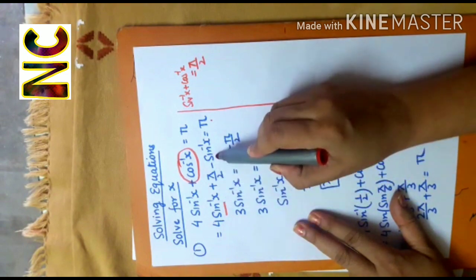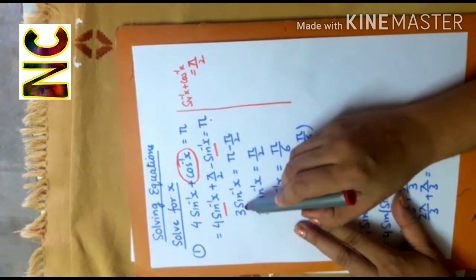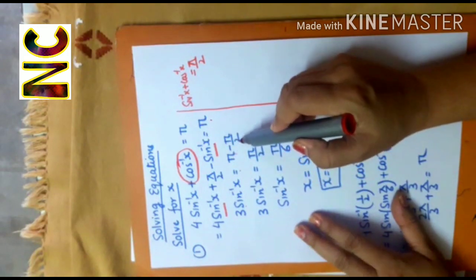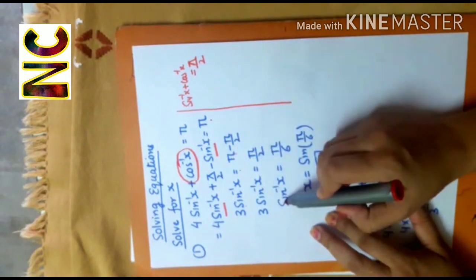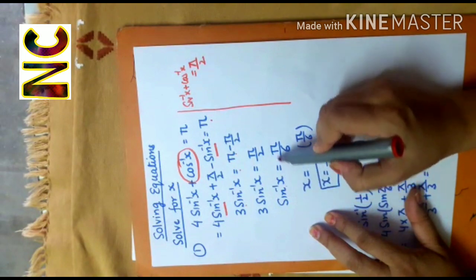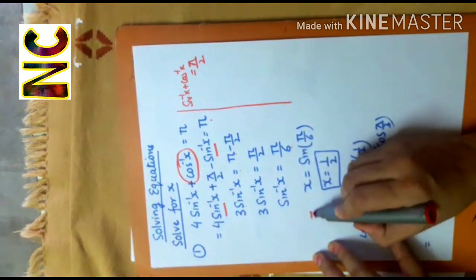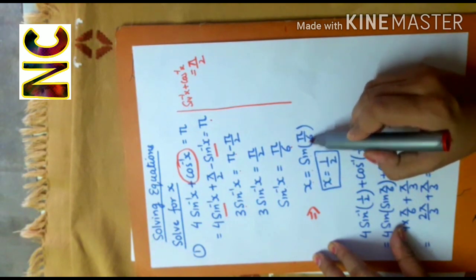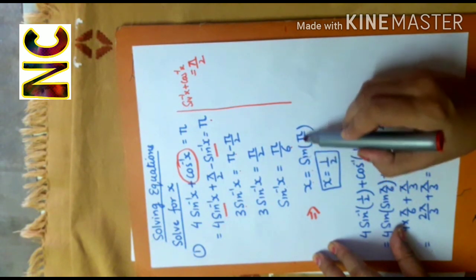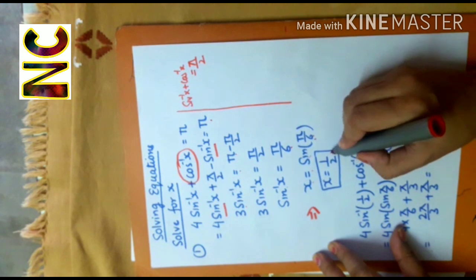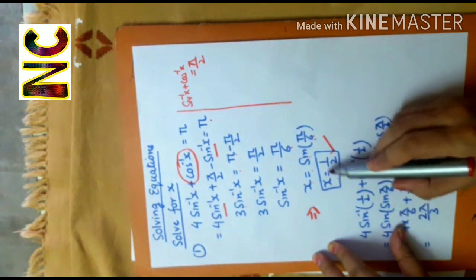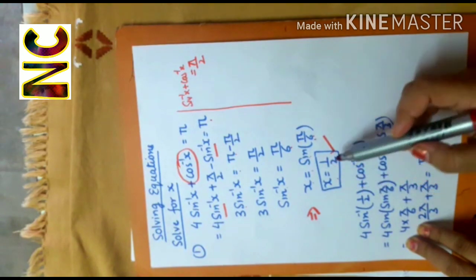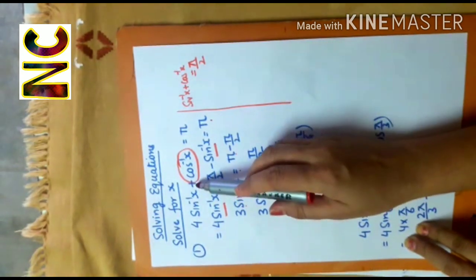4 sine inverse x minus sine inverse x will give you 3 sine inverse x equals pi minus pi by 2. So from here I'll get sine inverse x is equal to pi by 6, and this implies x will be equal to sine pi by 6. Sine pi by 6 means sine 30 degrees, which is 1 by 2. So the value of x is 1 by 2. Yes, you can check that this value of x will satisfy this equation.